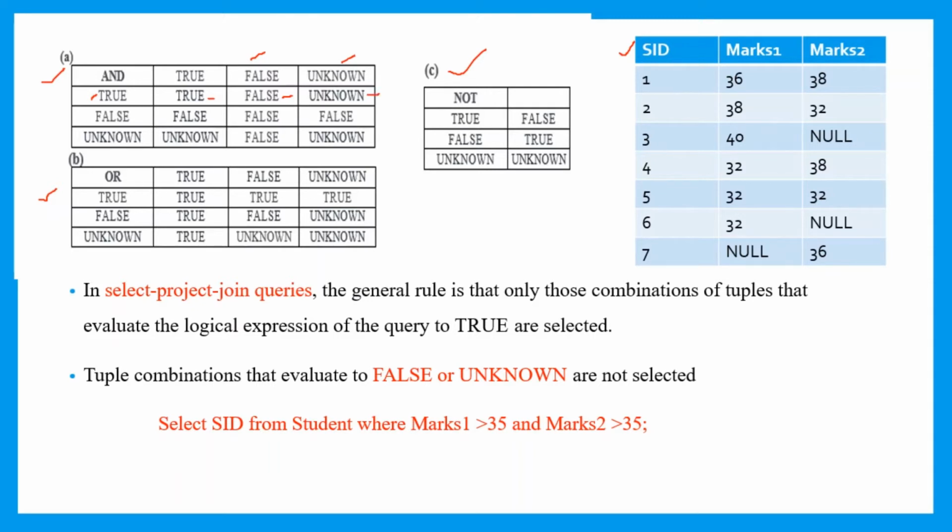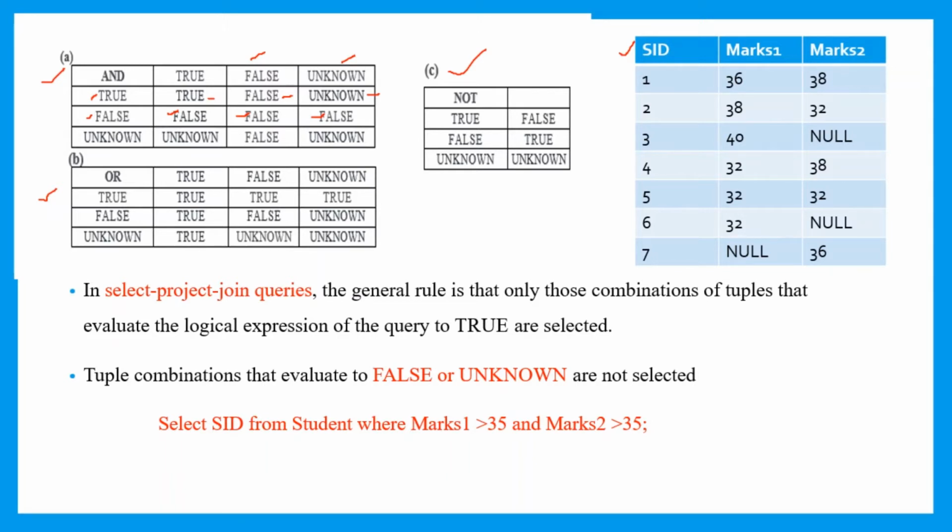Similarly, when we check false and true, the result will be false. False and false, the result will be false. False and unknown, the result will be false. Similarly, unknown with true is unknown, unknown and false is false, and unknown and unknown, the result will be unknown.